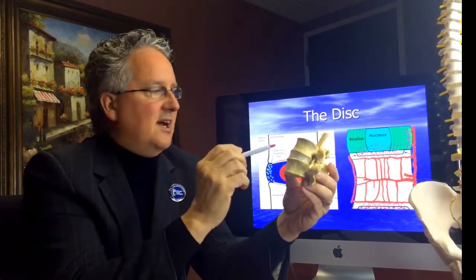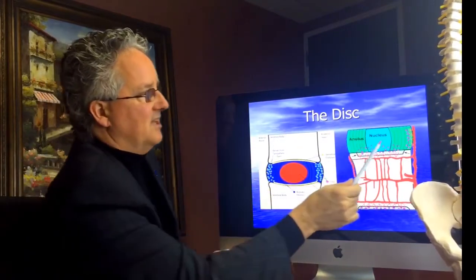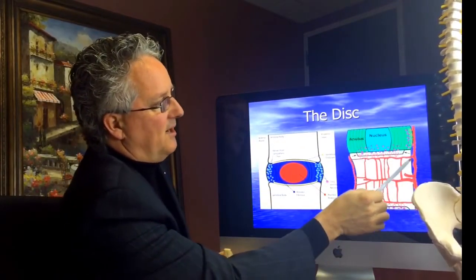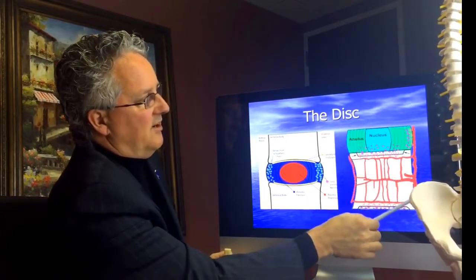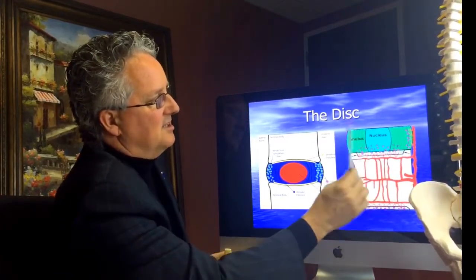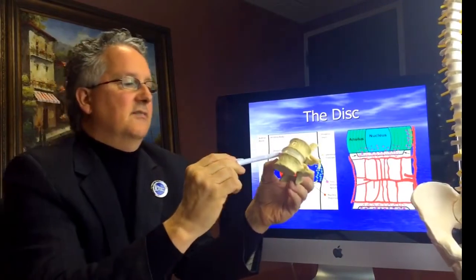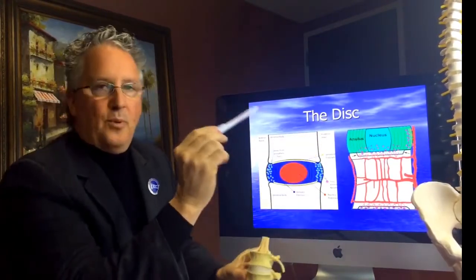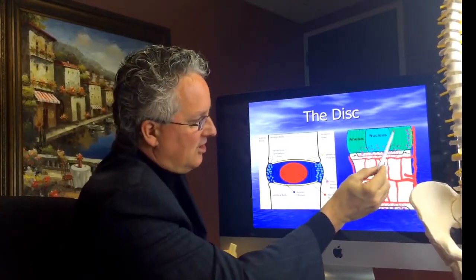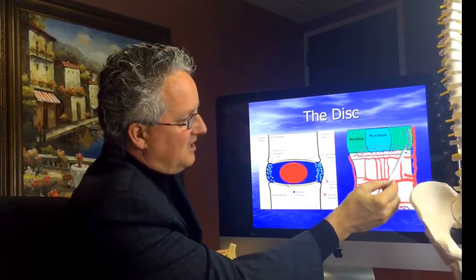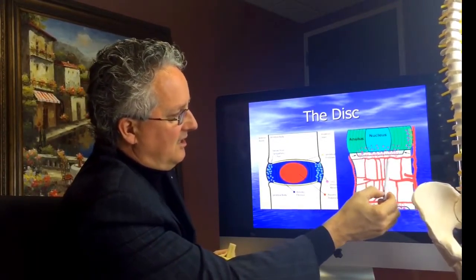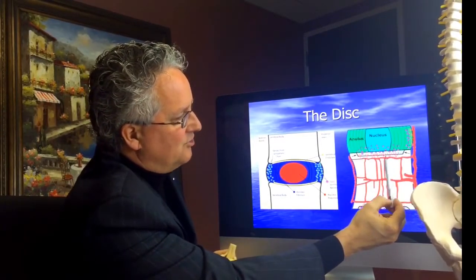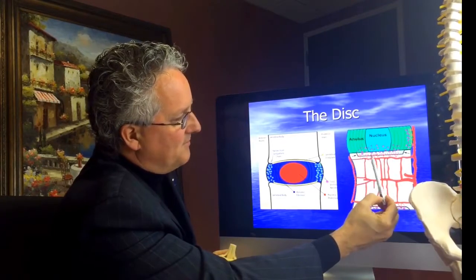So the disc relies on a network of arteries, and the network of arteries runs up and down the outside of the spine. This network of arteries on the outside supplies the outer 1/3 of the annulus all the way around the disc. And more importantly, the inside 2/3 of the annulus and the nucleus gets its blood supply from a network of arteries that runs through the inside of the vertebrae.